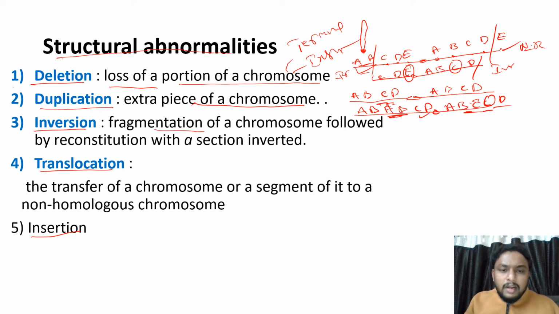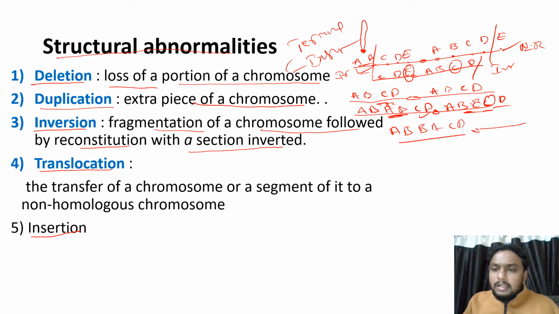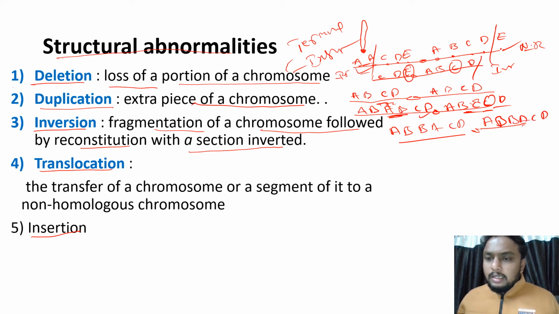Inversion is a fragmentation of the chromosome followed by reconstruction with a section inverted. Same as before, A, B, C, D becomes B, A, C, D, in the opposite way. That is the inversion.